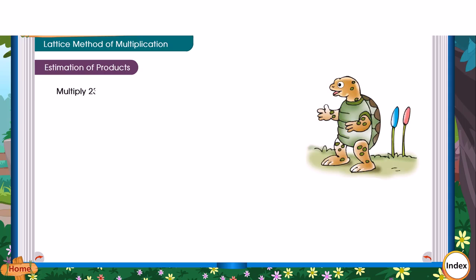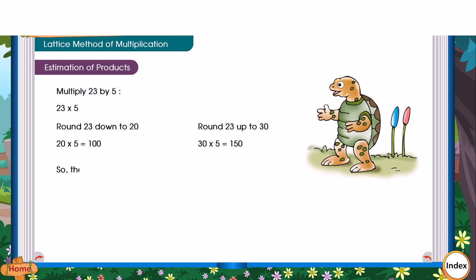Estimation of products. Multiply 23 by 5. 23 into 5. Round 23 down to 20. 20 into 5 is equal to 100. Round 23 up to 30. 30 into 5 is equal to 150. So, the answer should be between 100 and 150. Answer: 23 into 5 is equal to 115.